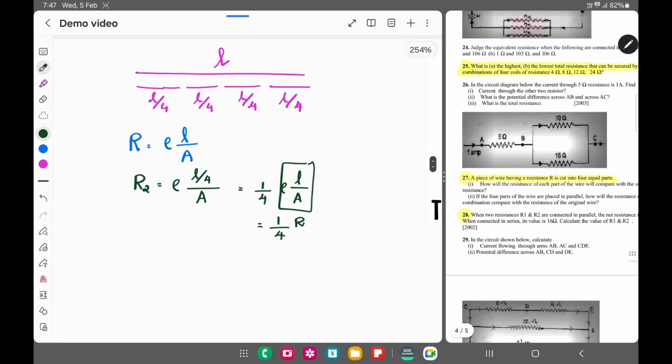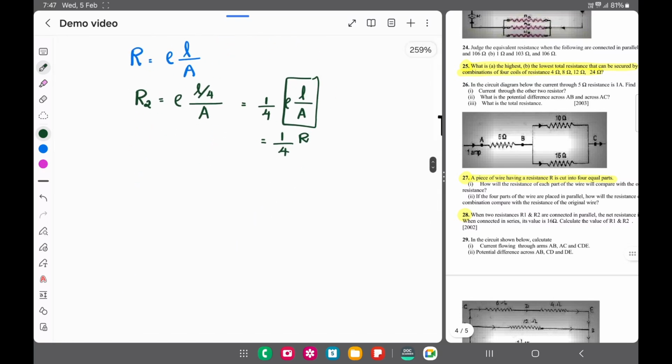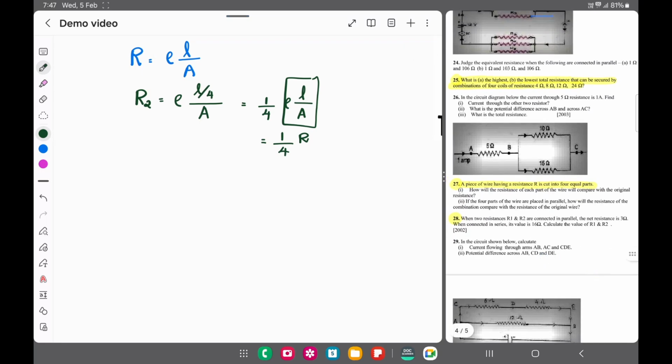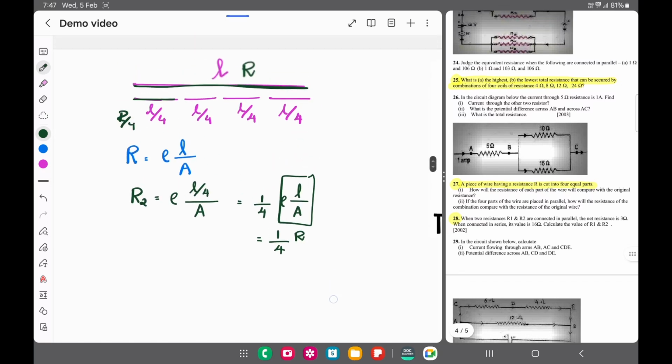So now each of these small wires will have a resistance of R by 4, if the total resistance of that longer wire is R. If the resistance of the wire before cutting is R, then after cutting into 4 equal parts each wire will have a resistance R by 4, that is 1/4 of R. Okay, now the other question. So we have completed the first question. The second subdivision is, if all these 4 small wires are connected in parallel, then what will be the total resistance?